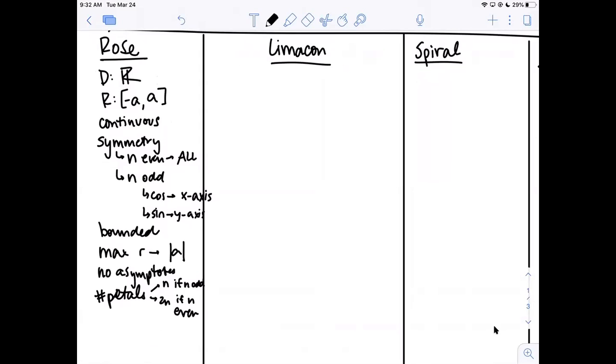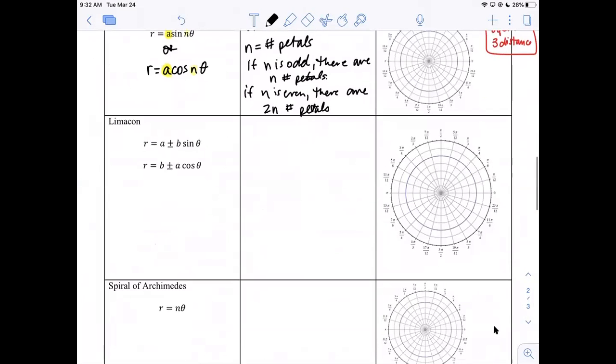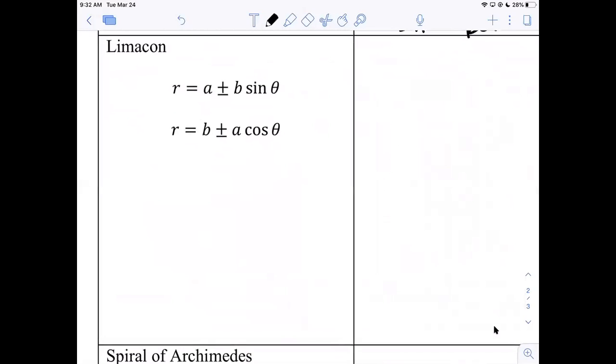All right, now we're going to look at the limaçon. I think it's French for snail, and I don't speak French, so I'm sorry if I'm butchering that pronunciation, but we're going to roll with it. A limaçon comes from the form r equals a plus or minus b sine theta, or you can replace the sine with cosine.